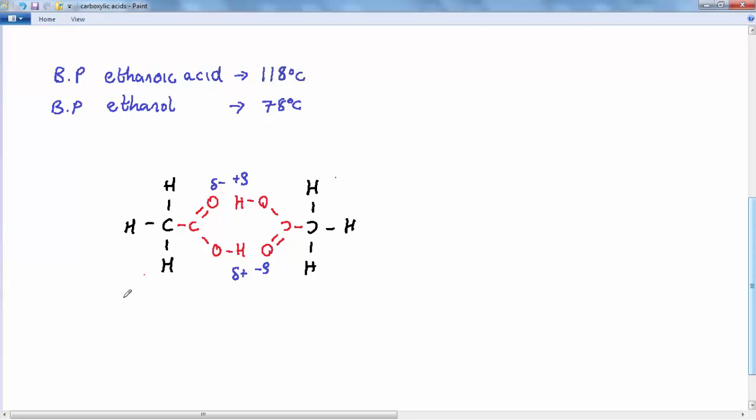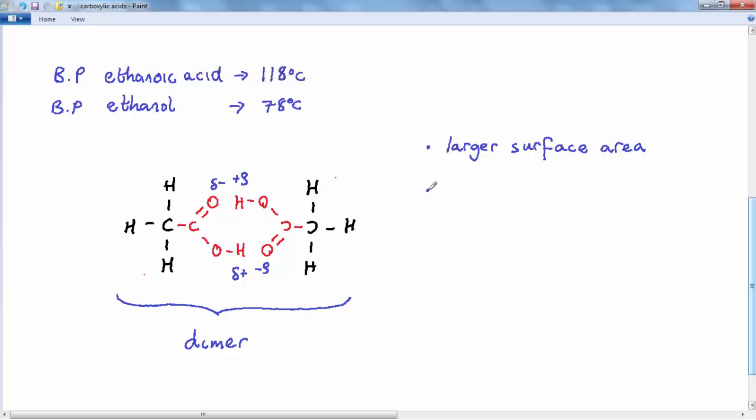Now what is formed is not strictly speaking a molecule, it is what we call a dimer, which behaves as if it were a larger molecule. Okay, with a larger surface area and consequently larger intermolecular forces, or van der Waals forces. And that will result in the ethanoic acid having a higher boiling point than ethanol, for example, the formation of this dimer.